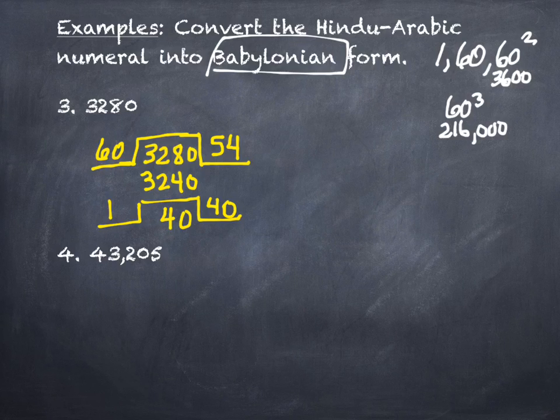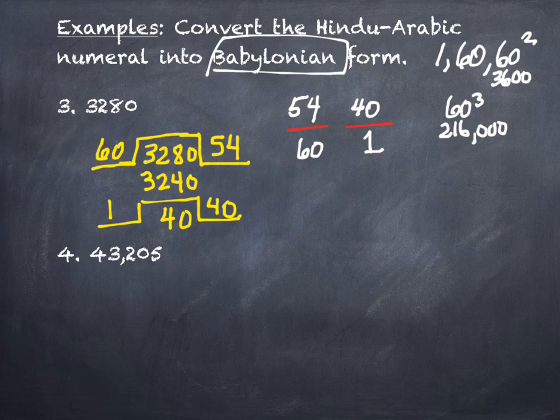So I have, in their system, 2 place values. This is the 1's place. This is the 60's place. I have 54 of them in the 60's place, and I have 40 of them in the 1's place. So far, so good? I have 54 $60 bills, and I have 40 $1 bills.